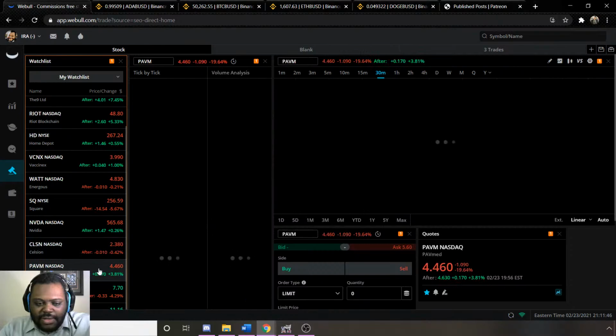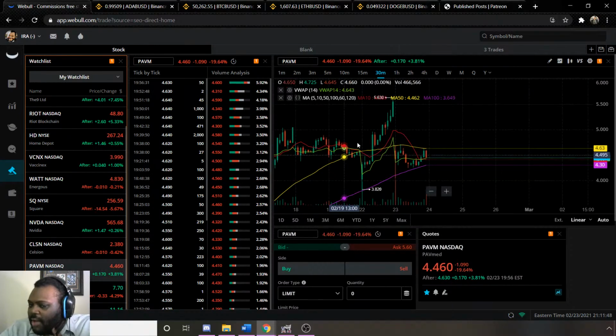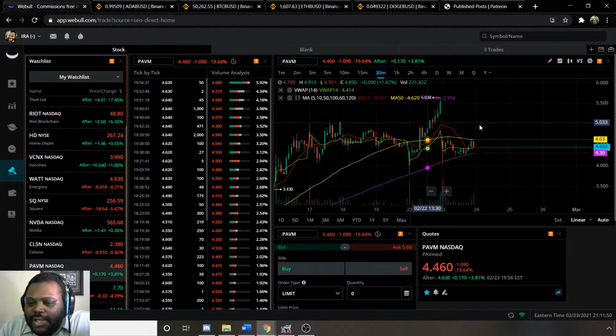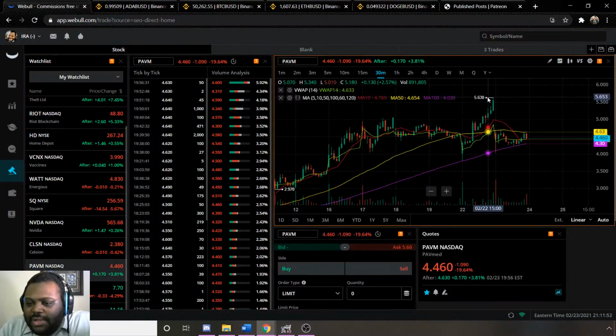Next, we have ticker sign PAVM, which is bearish. They fell off quite significantly, fell down from this 563 level, but they did have a run up for that day. So on the 22nd, they kind of ran all the way up to 563. So hopefully you were able to lock in some profits on that one.